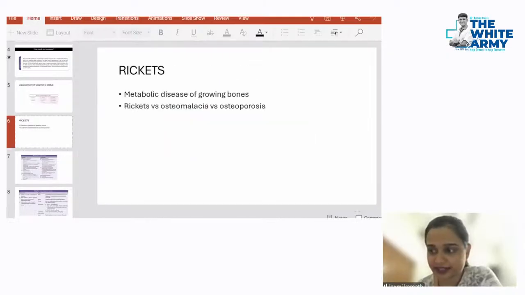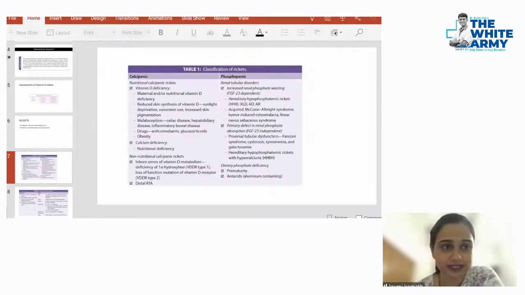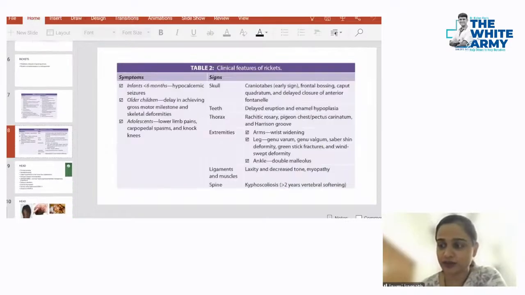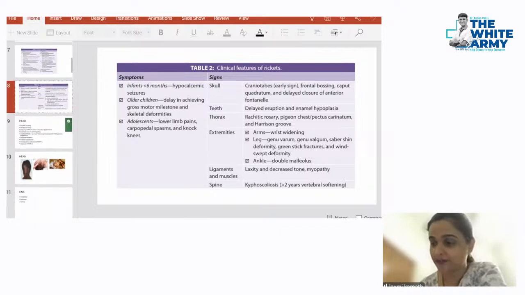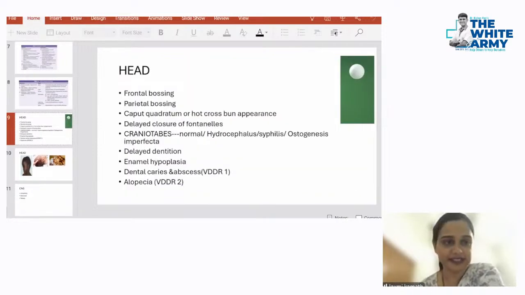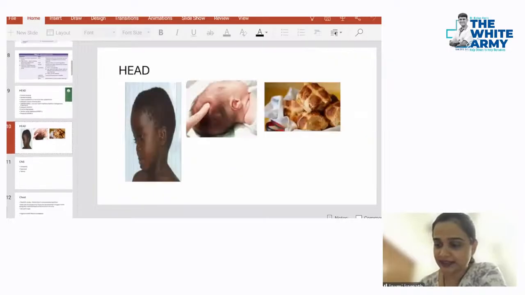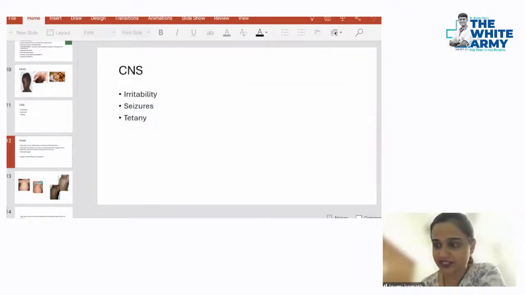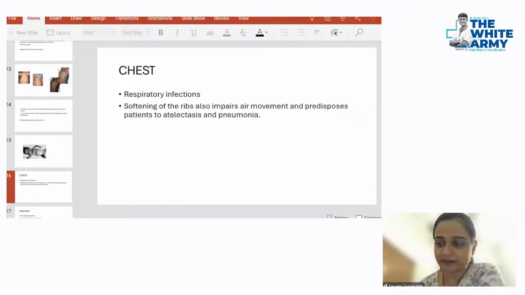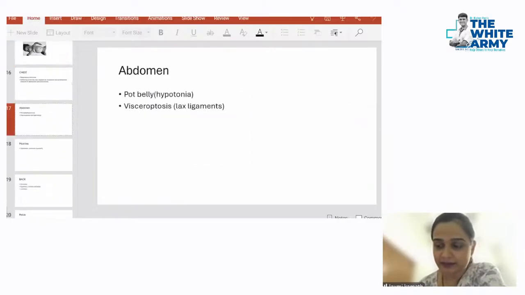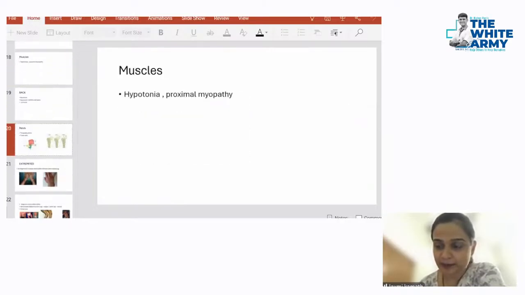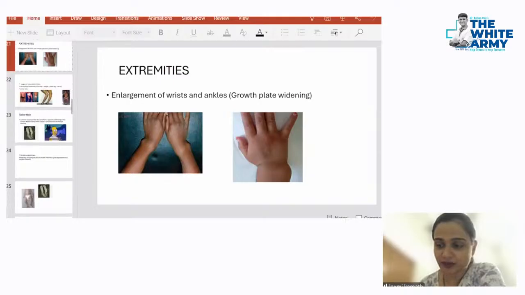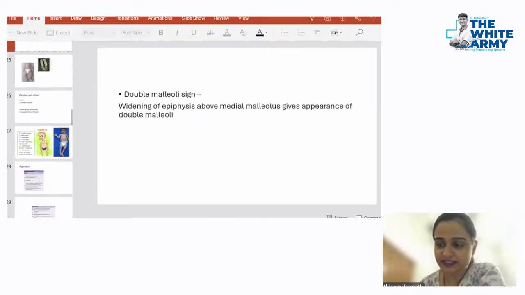Then we discussed rickets. We briefly went through the classification of rickets, and then we came to the presentation and head-to-toe examination in detail. So now why am I revising this? This presentation is nearly the same even in a refractory rickets case. Okay. So in head, we had a few findings that we discussed in detail. Then we had CNS findings. Then we had chest findings. Then we had upper limb, Harrison's groove, lower limb, muscles, abdomen, pelvis, extremities. All of this we discussed in detail, correct?